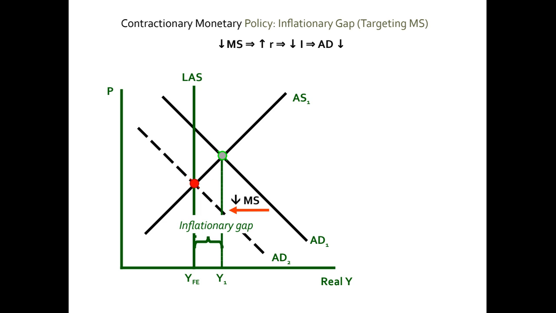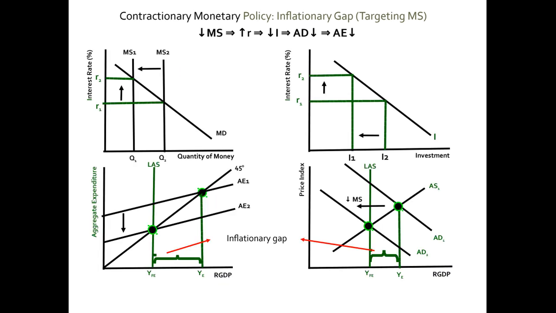If you want to see the four diagrams, this would be like this. That is exactly opposite. So the monetary policy would be to decrease money supply directly through open market operations, and the money supply decrease will lead to an increase in the interest rate. This increase in the interest rate will decrease investment, and this decreased investment will shift the aggregate demand curve to the left and the aggregate expenditure curve down, and you can see both gaps are eliminated. So this is money supply targeting.